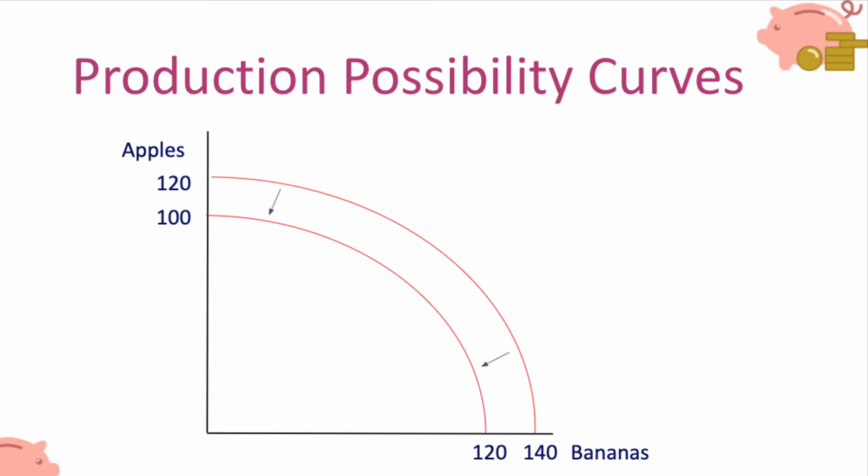In this diagram, the economy has actually shrunk. It's become less productively capable than it was before. So we must have lost some factors of production. It could be because there's been a natural disaster or a war, or maybe we've had some outward migration.